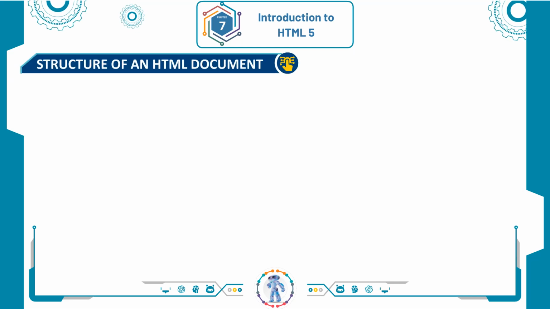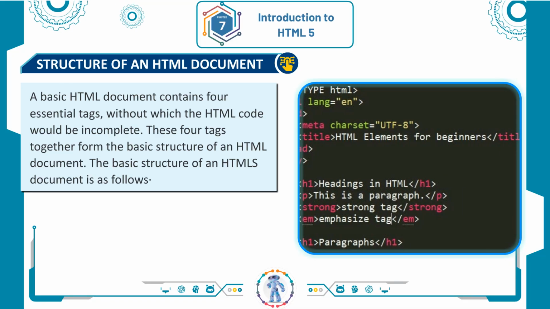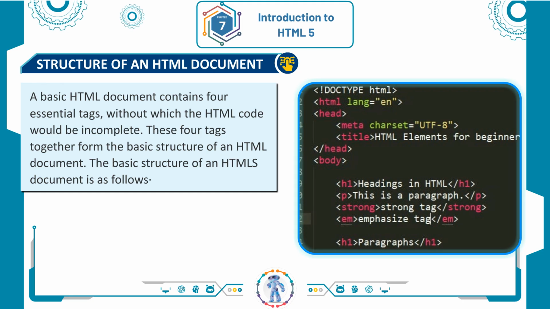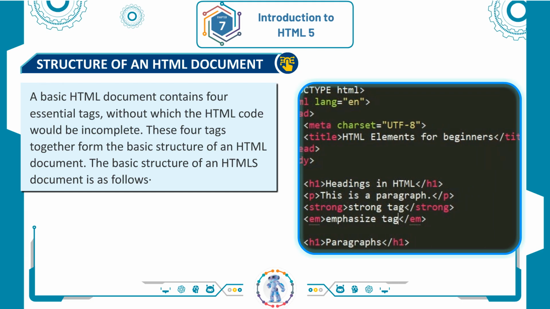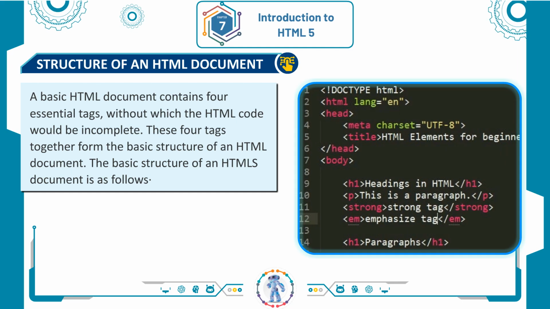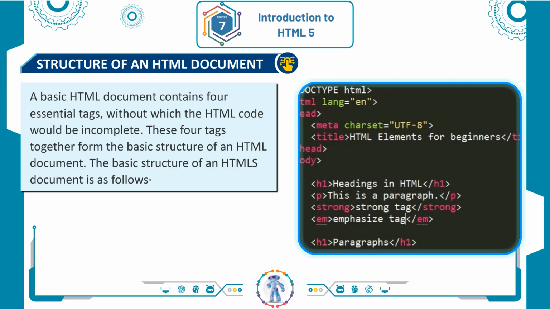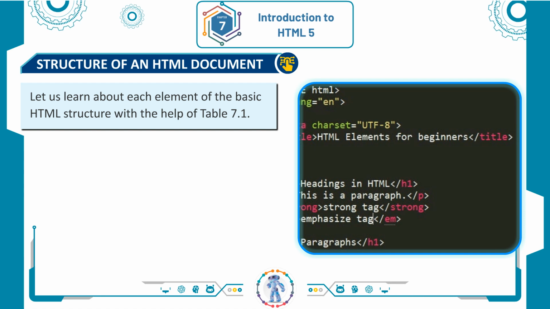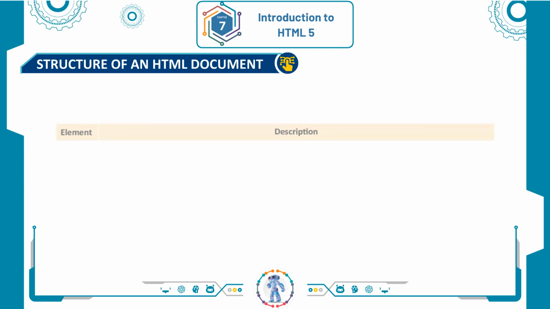Structure of an HTML document. A basic HTML document contains 4 essential tags, without which the HTML code would be incomplete. These 4 tags together form the basic structure of an HTML document. The basic structure of an HTML document is as follows. Let us learn about each element of the basic HTML structure with the help of Table 7.1.